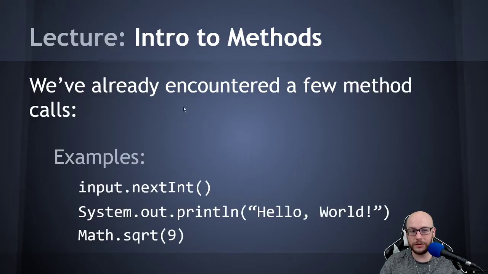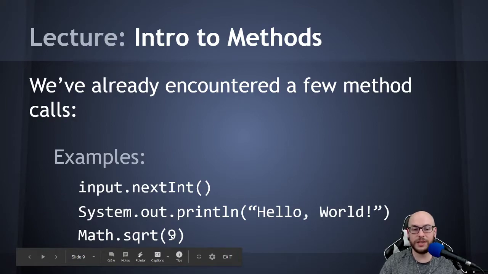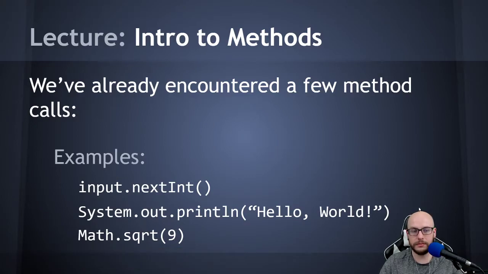We've actually already encountered some method calls. Here, input.nextInt, System.out.println, hello world, Math.sqrt of 9. Think for a moment, what do all these things have in common? We see the parentheses. That's going to be super important, pretty integral to a method call. Also take a look at this little period. The parentheses, you will 100% see those. When we're talking about calling a method, a function, a procedure, parentheses are involved.